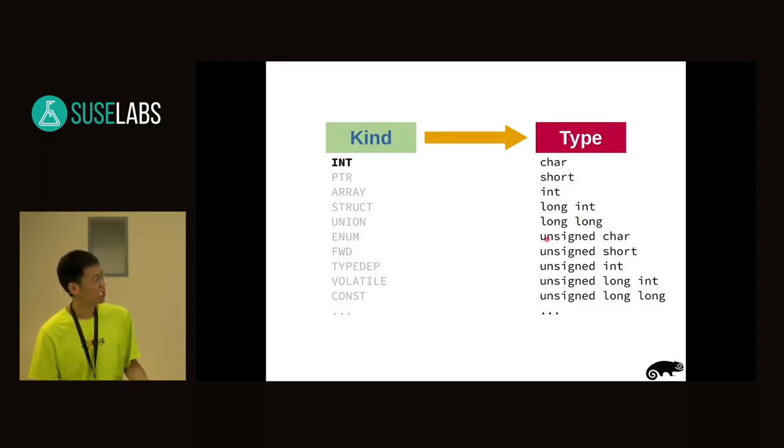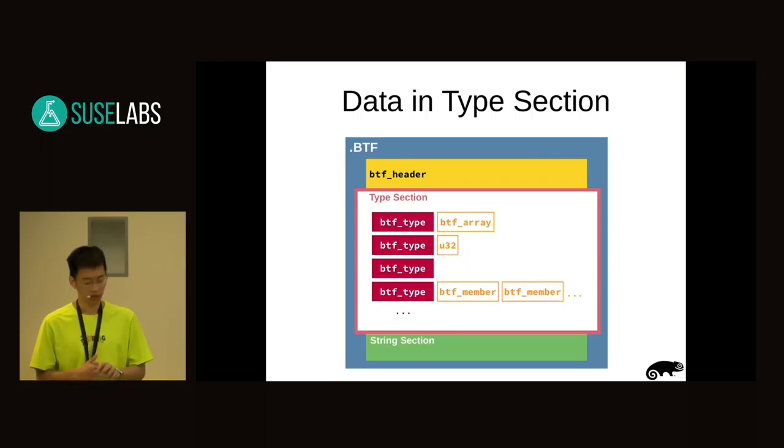And besides those, you also have to note whether it's signed or unsigned. So basically, the type section is used to define this kind of thing, and the data in the type section is arranged like this.